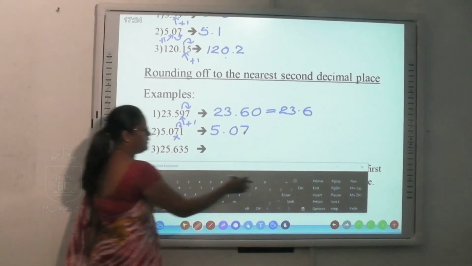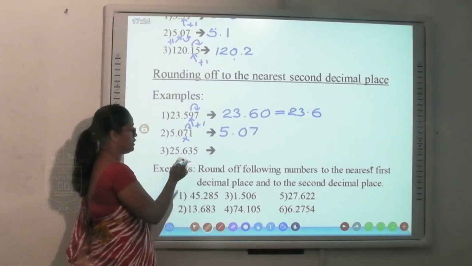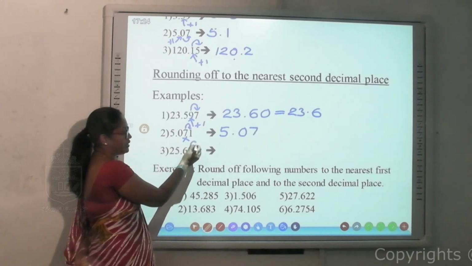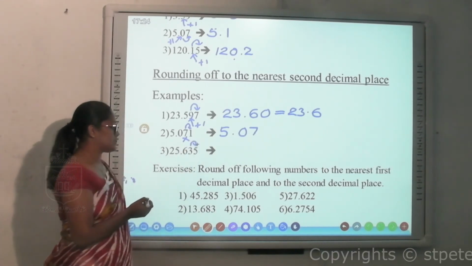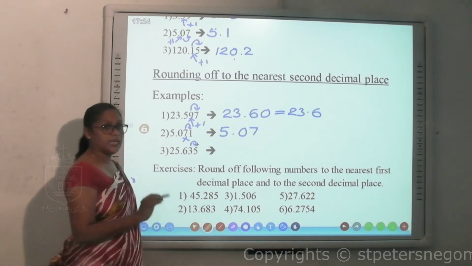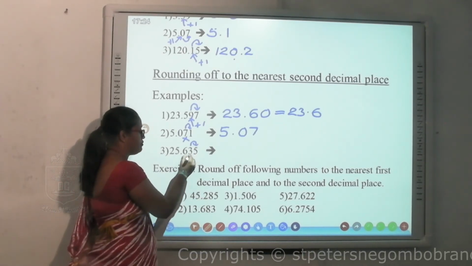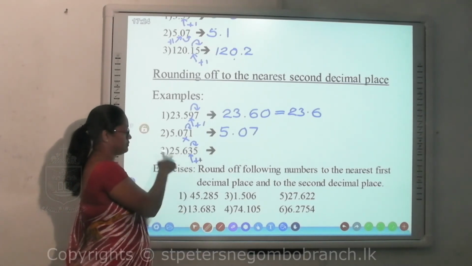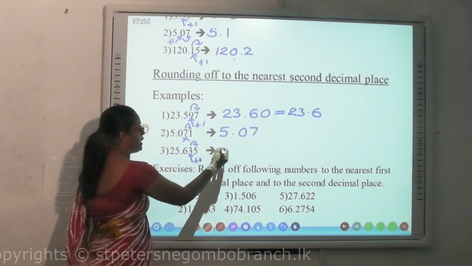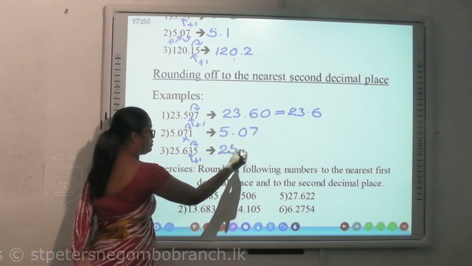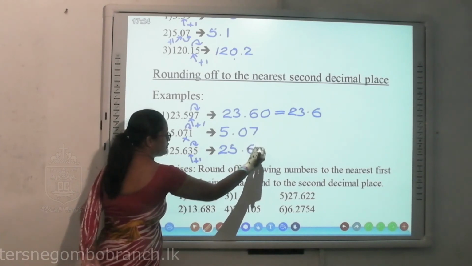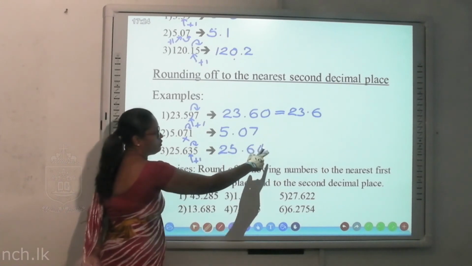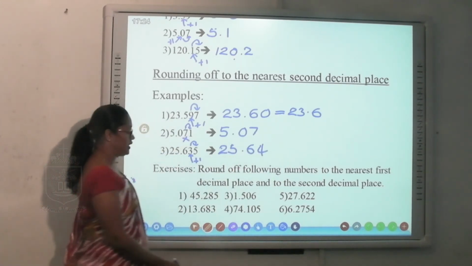Okay, the last one. Here I will find the second decimal place, that is 3, and then look at the third decimal place, right? The third decimal place contains exactly 5. That means as per the condition, we should add 1 to the second decimal place. So this number 3 becomes 4, right? So the answer is 25.64. The third decimal place becomes 0, so there is no meaning in putting 0 here, right? So we'll move on.